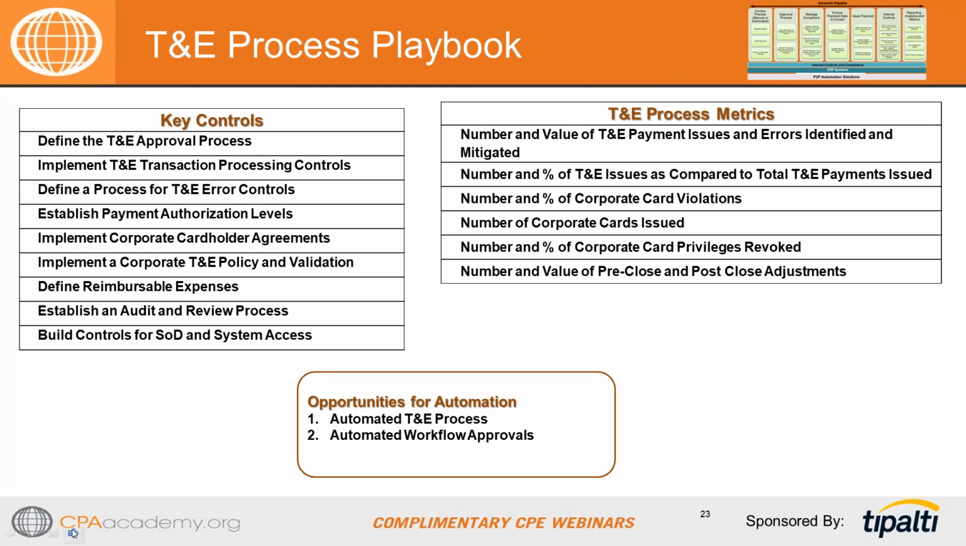Here we'd want to have a cardholder agreement as well, much like what we talked about for P cards. Implement a corporate T&E policy and validate that policy. Sometimes policies need to be updated, and we see that through some of the processes that we're looking at. Our metrics can focus on corporate cards issued, violations, any cards that were revoked, and T&E issues as compared to total payments.